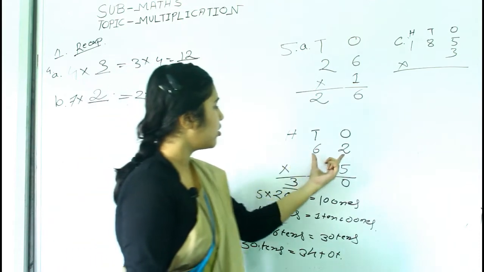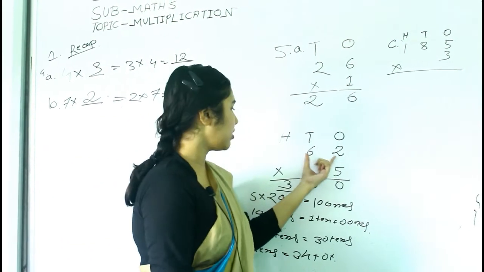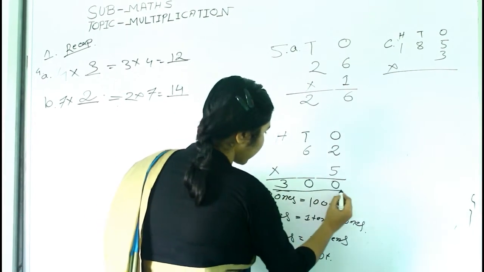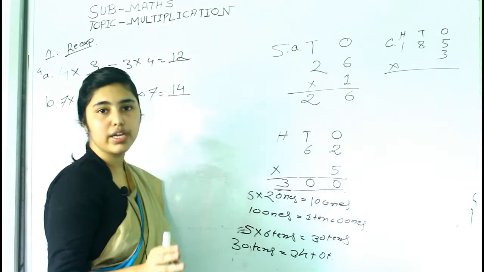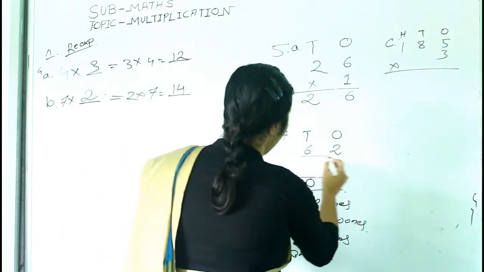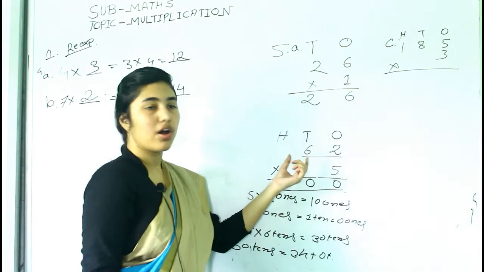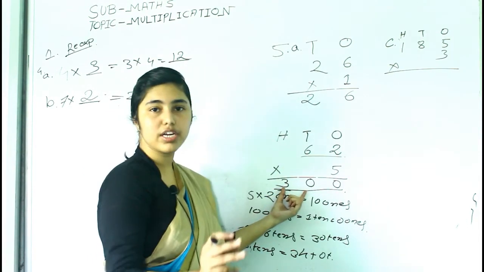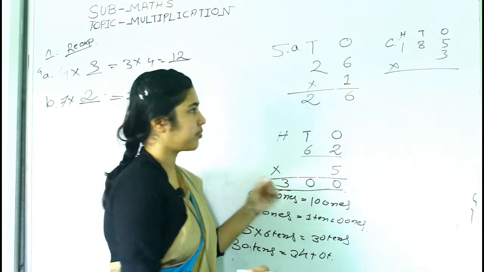So here in the multiplicand we have 2 digits, but we get a product of 3 digits. So it is possible that our multiplicand is of 2 digits, but we get 3 digits in our product.